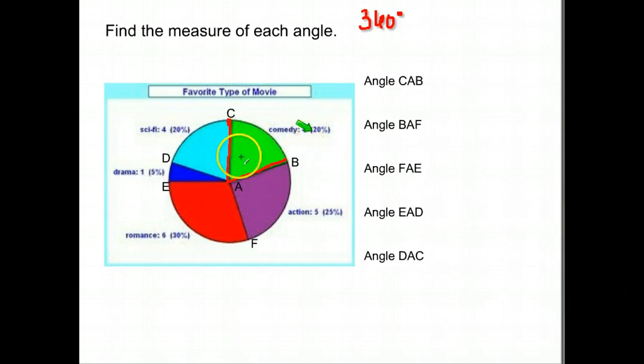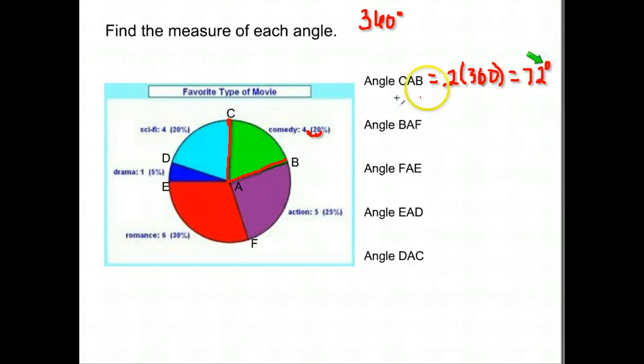So to find percentages, what you do is you move the decimal 2 places to the left, making that 0.2, and you multiply it by the total of 360 degrees. So we're going to take 0.2 times 360 to find out how many of the 360 degrees are contained right there. And I find that that is a 72-degree angle.